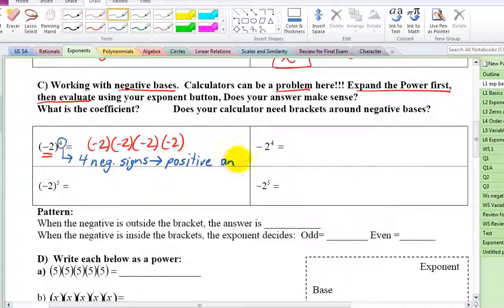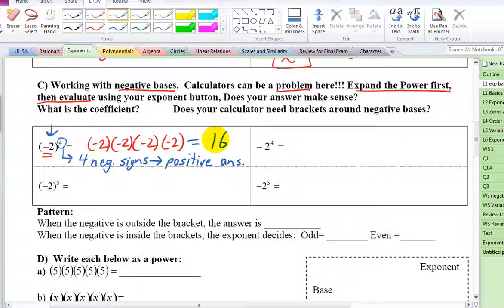So, on your calculator, I want you now to use brackets around the -2. Push the bracket button. How do you do that? It's not recording. Now it is. Was that a little hard to do? No? Okay. What's your answer? 16. Positive 16.